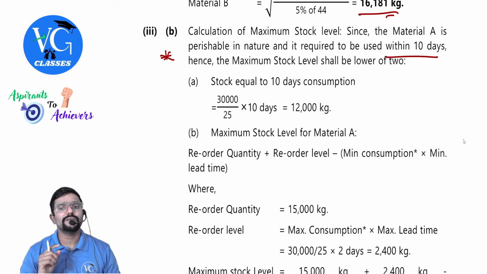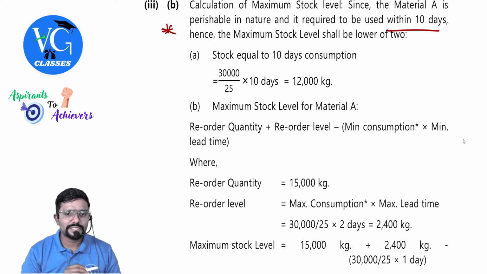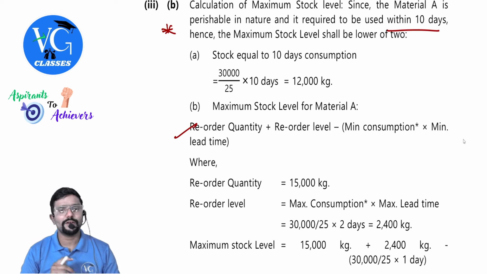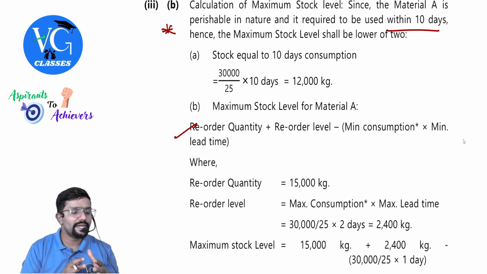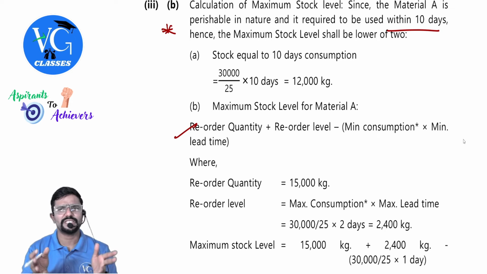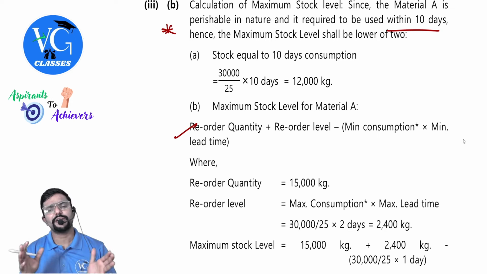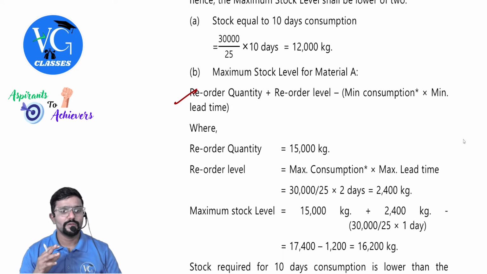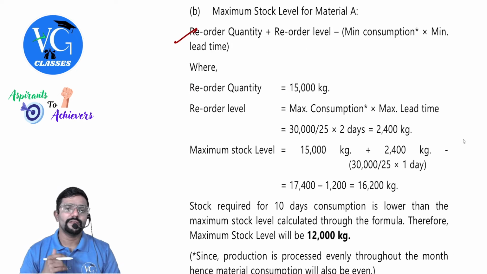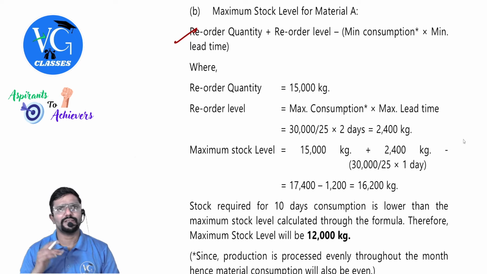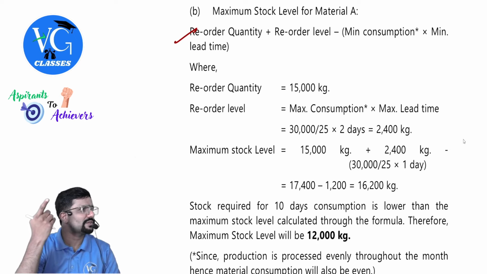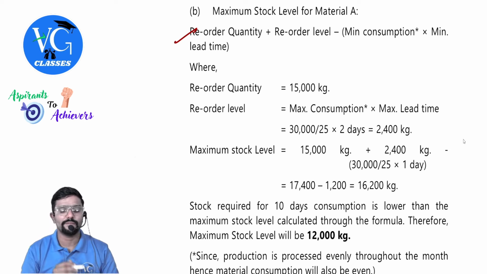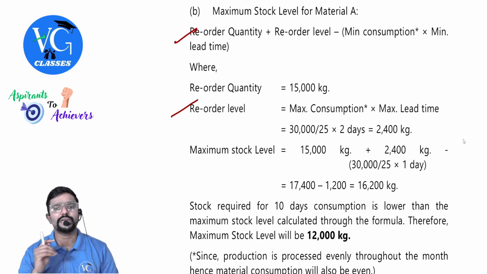hence the maximum stock level will be the lower of the following two. What is the lower of the following two, sir? First, calculate as per the formula. What is the formula, sir? Reorder quantity plus reorder level, or you can interchange: reorder level plus reorder quantity minus minimum consumption into minimum lead time. So reorder quantity 15,000 kgs is given. They only told they are ordering for 15,000. It is given in the question itself. Yes, sir. Reorder level we are computing now.